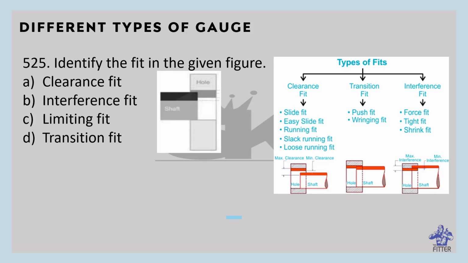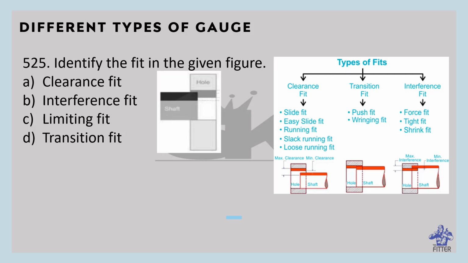In the clearance fit, the size of the hole is always greater than the size of the shaft. Clearance is the difference between the size of the hole and the size of the shaft, which is always positive. Here the tolerance zone of the hole will be above the tolerance zone of the shaft. You can see here in the image very clearly.